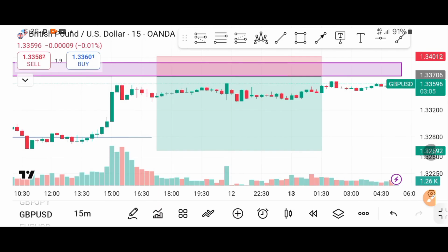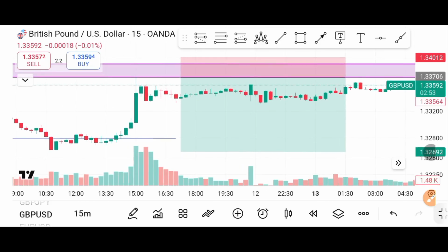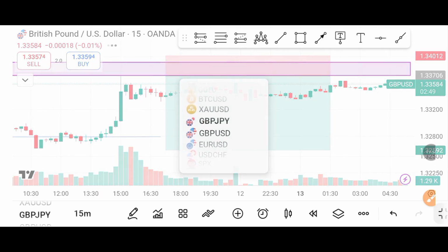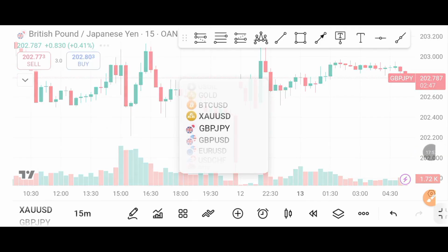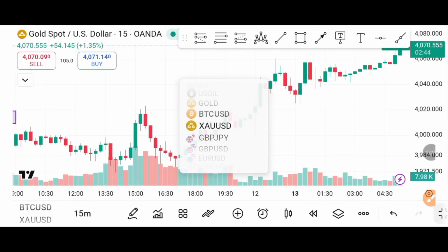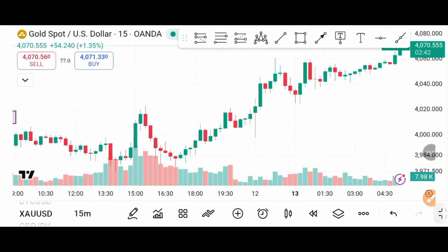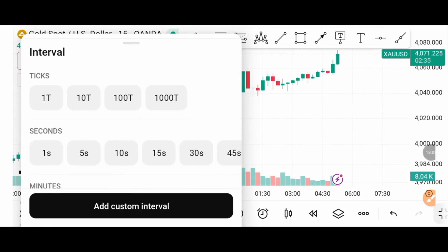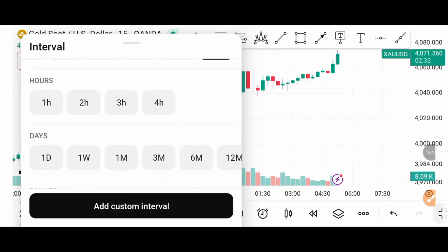All right, but then this is on GBPUSD. So let's proceed to gold, and then we can look at GBPJPY. This is top down analysis for the week, from the weekly time frame down to the 15 minutes time frame. So let's quickly look at gold. So we are currently on gold. This is our chart. So we head over to the weekly time frame on gold. So let's check out the weekly time frame.